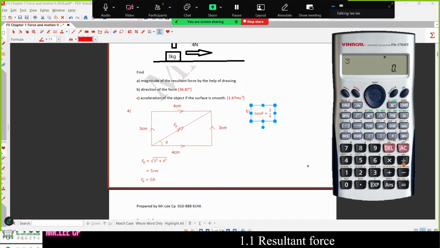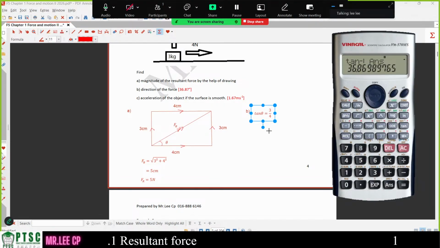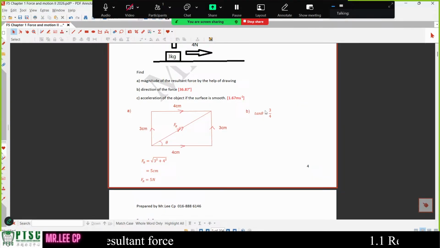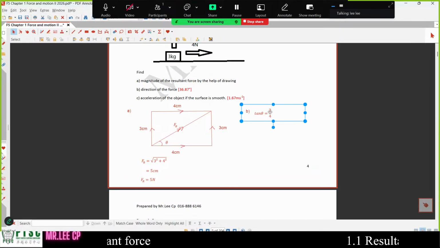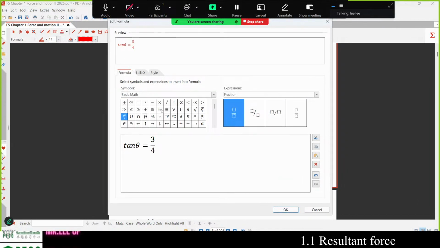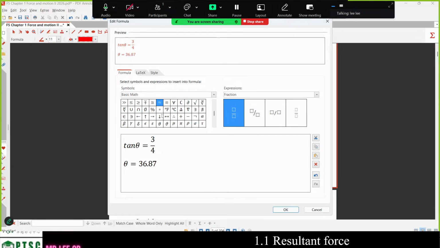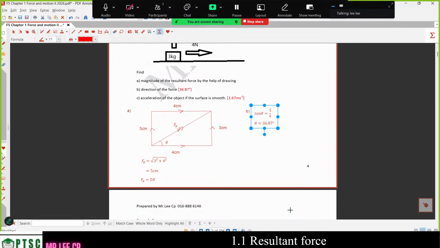So now I want to find theta. 3 divided by 4 equals first. So you want to get rid of this tangent, so you shift tangent, equals. So 36.87. 36.869, so we round off to 36.87. Theta is 36.87. Unit is in degrees. So this is the direction of the force.